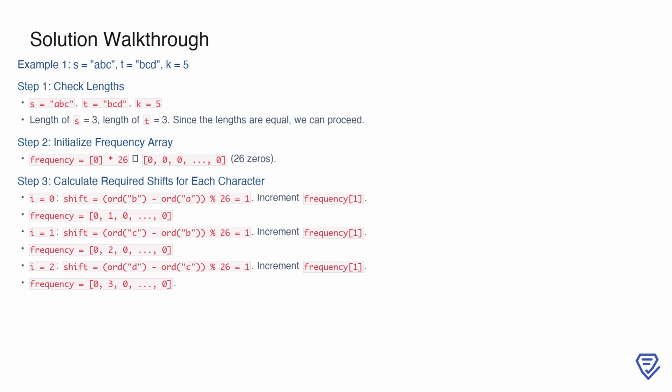Similarly, for the next pair, s[1] equals b and t[1] equals c, the shift is again 1, so we increment the same index. For s[2] equals c and t[2] equals d, the shift is also 1, so we increment it again. At this point, the frequency array reflects that a shift of 1 is required 3 times, and all other values remain 0.